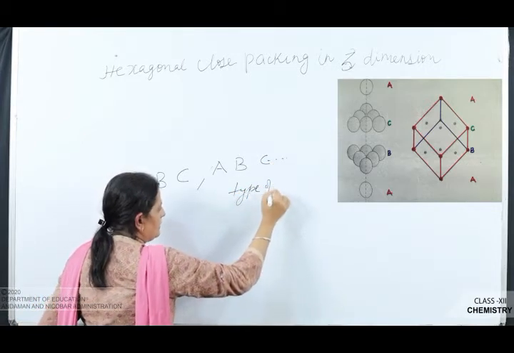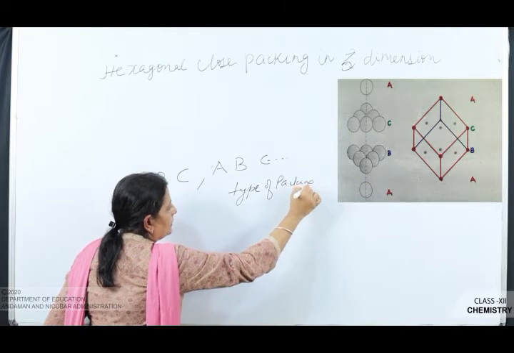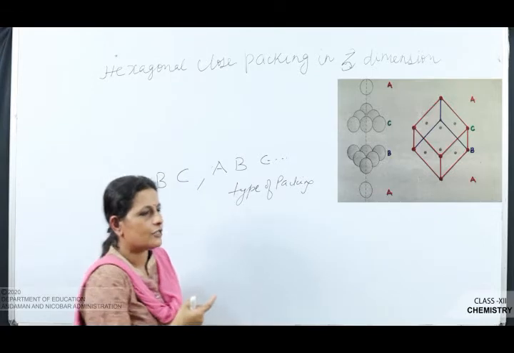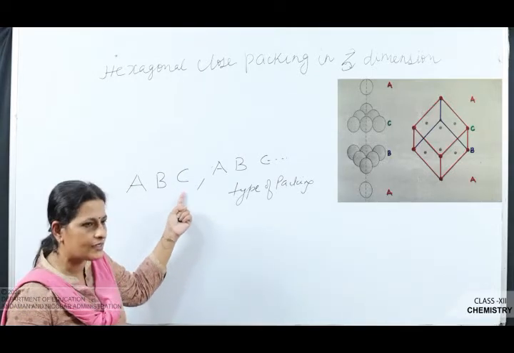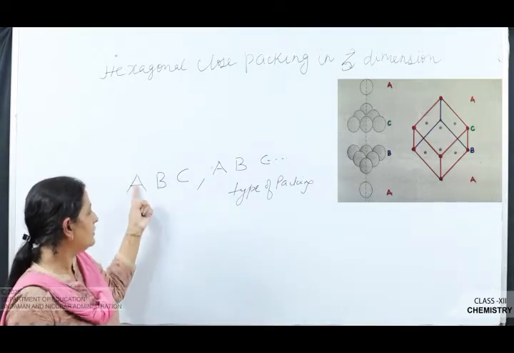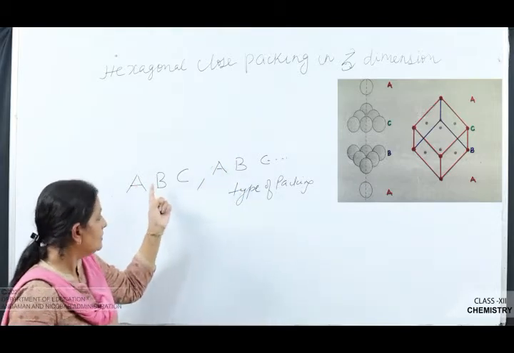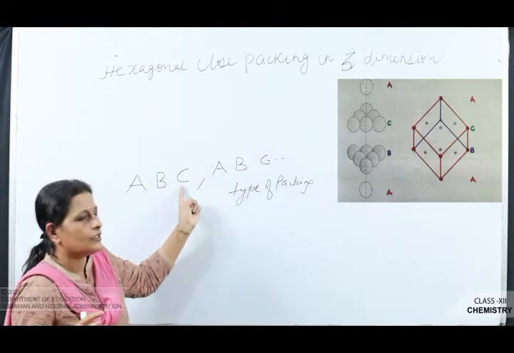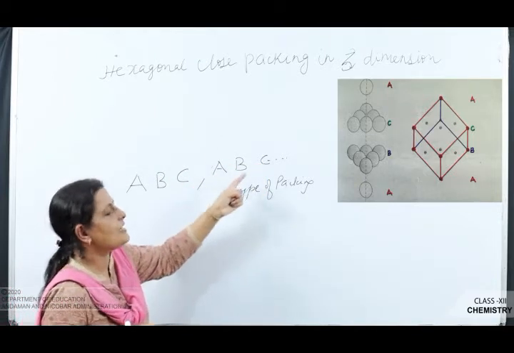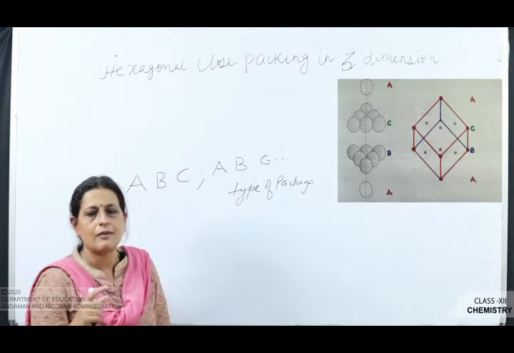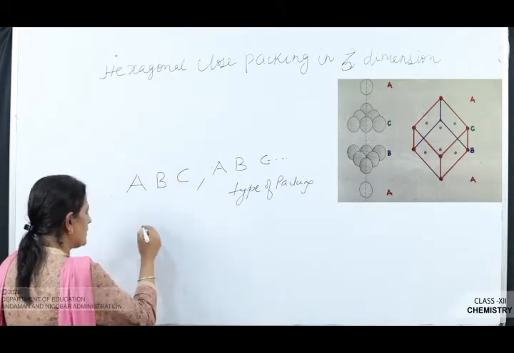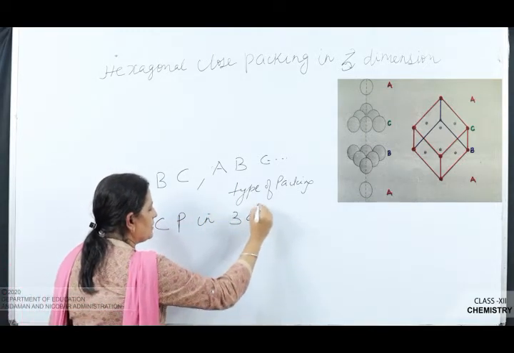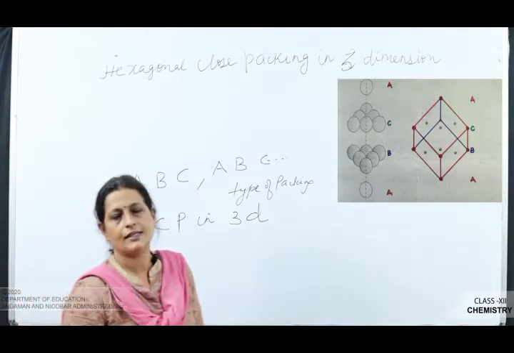Is it clear? That is, when the third layer is arranged in the octahedral void of the second layer, the third layer is not identical to the first or the second. So we name it as what? C. The fourth layer becomes identical to the first, the fifth becomes identical to the second, and the sixth becomes identical to the third. So we call it ABC, ABC type of packing. And this ABC, ABC type of packing is known as cubic close packing in 3 dimension.